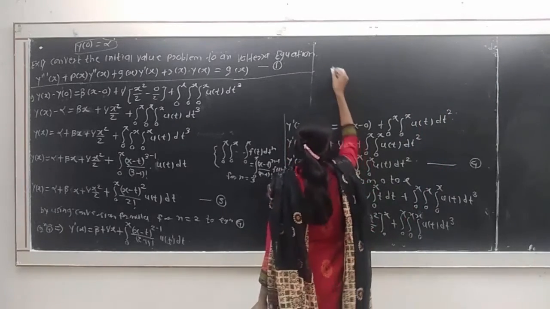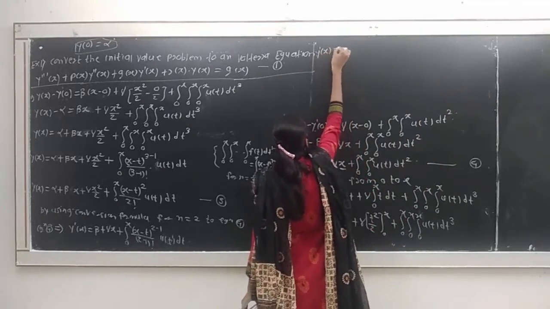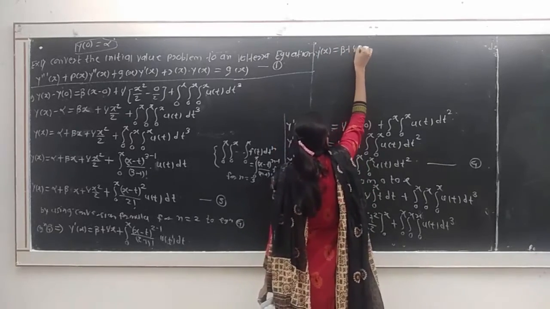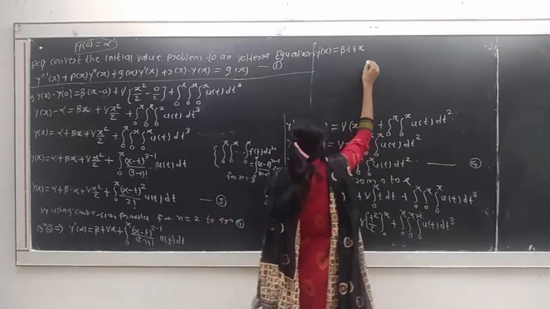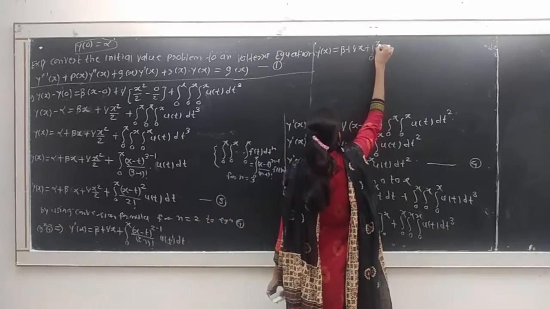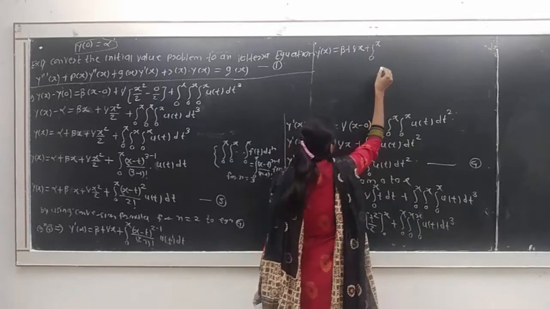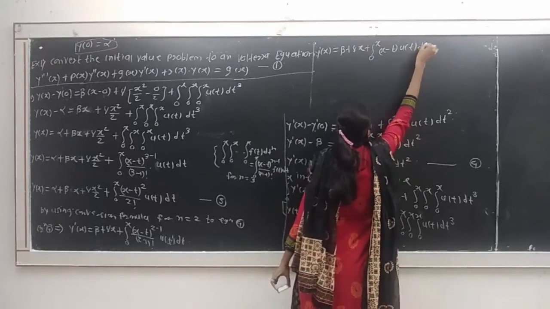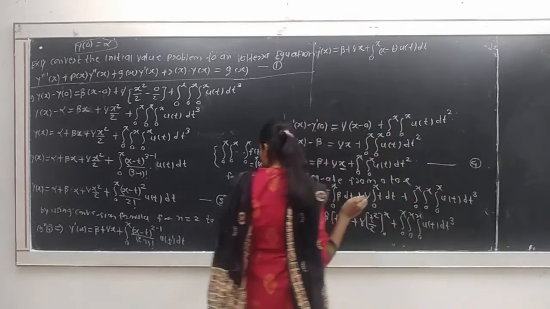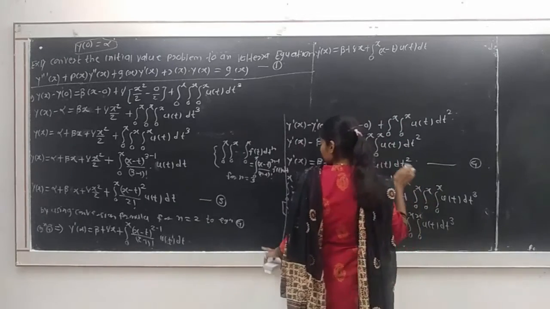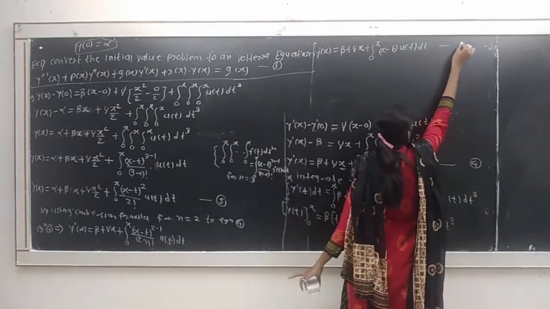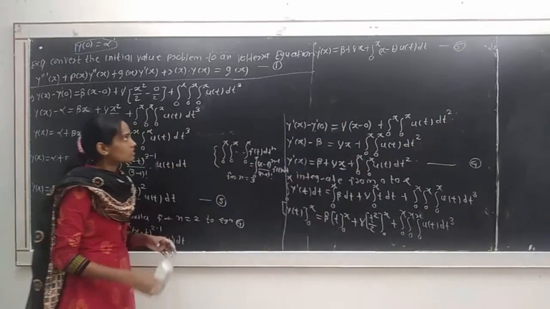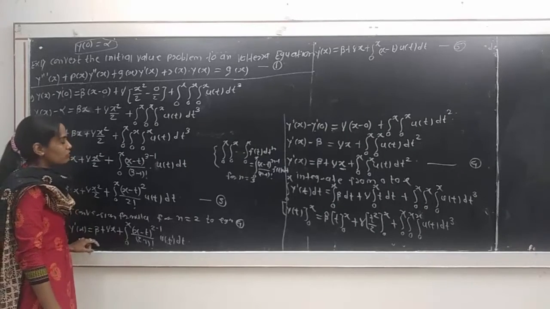Then we get y dash of x is equal to beta plus gamma x plus integration from 0 to x of (x minus t) into u of t dt. This is the new equation, take it as equation number 6. That is, we get all the values here.